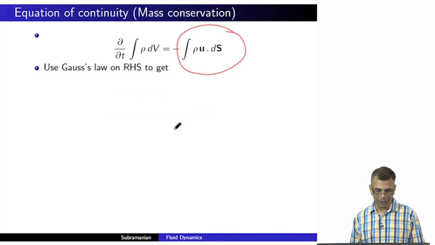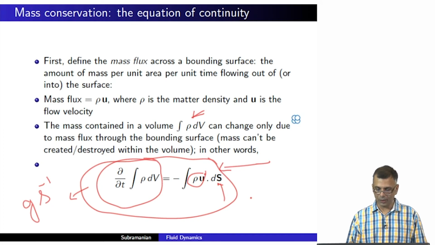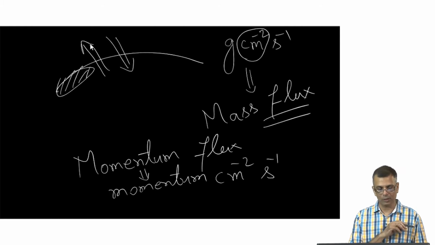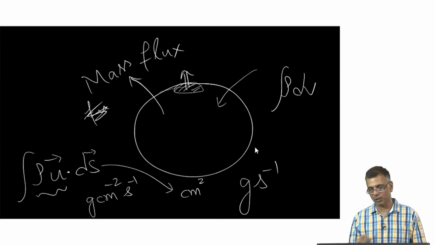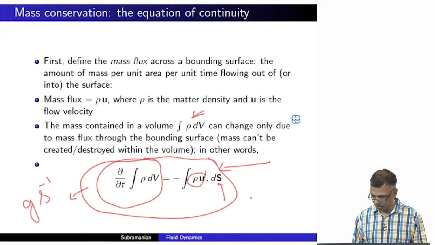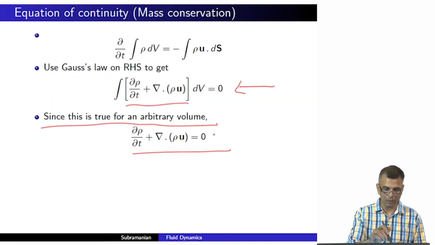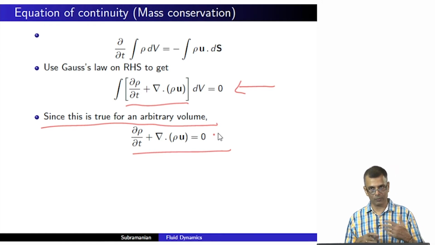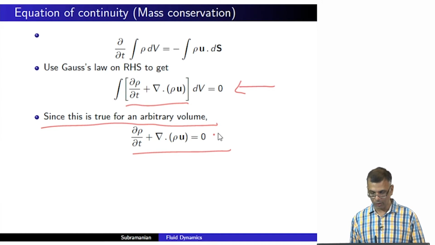What is it really saying? It's saying that mass cannot be created or destroyed. The mass contained in the volume can change only due to mass flux through the bounding surface. So I meant this figure. The only way the total amount of mass inside here can change is because of mass flux through this bounding surface. That's what this equation is telling us, and this is called the equation of continuity. So there you have it. We've derived from intuitive considerations the continuity equation.